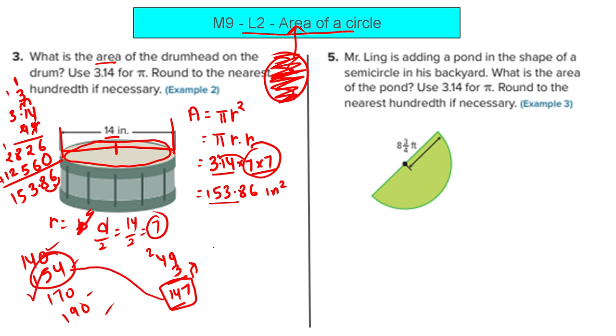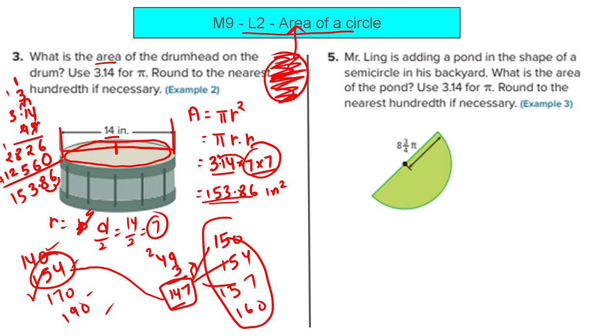But if the options are very, very close, let's say the options are 150, 154, 157 or 160. In this case, do not use the trick, okay? Because at that time you will not be able to judge whether to choose 150 or 154 or 157. Okay, at that time multiply properly. But if the options are very far like this, then you can use this trick.